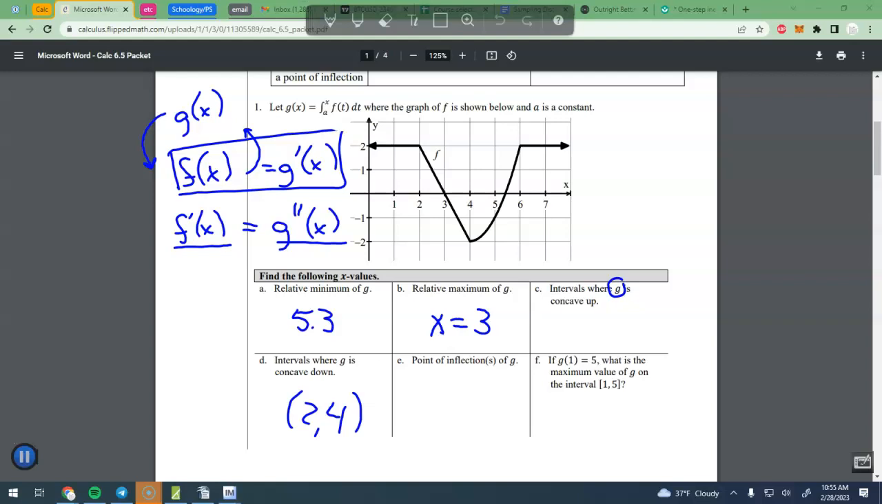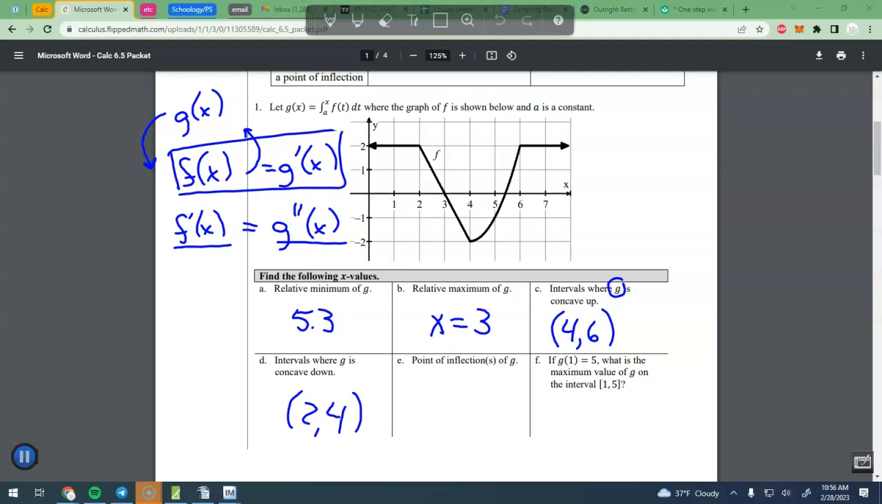And then, again, I want to know concavity of G. So I need to look at G double prime, but I can't see G double prime. So I'm going to instead look at f prime. And I want f prime for concavity. I want this positive, which means I want the slope positive. So that's from 4 to 6. How's that?